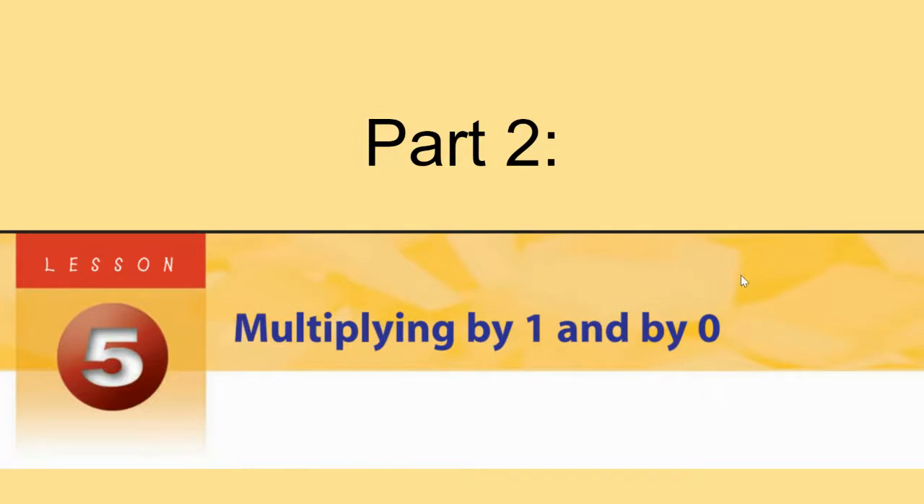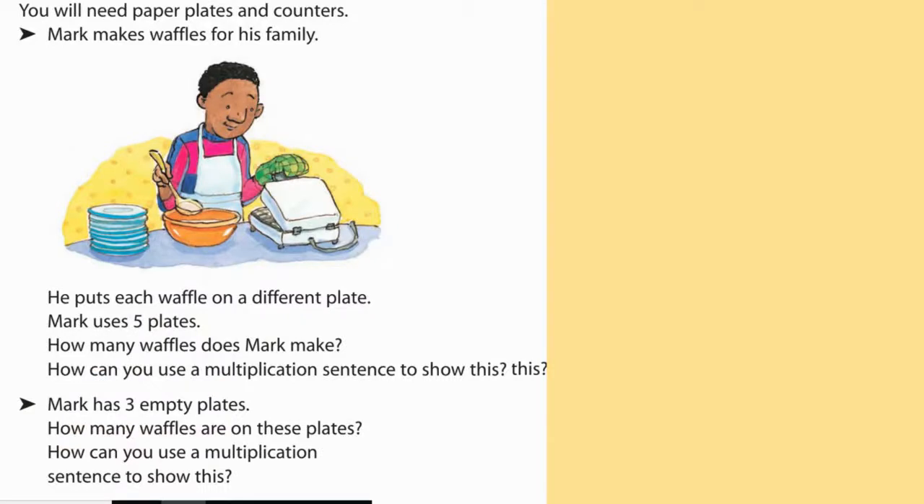All right, now we're looking at the second part, multiplying by 1 and 0. So these ones are actually pretty easy too. They have a quick strategy, and I'm going to teach them to you. So you will need some paper plates and counters. Pretend it's maybe your parents' anniversary, or maybe if you have siblings, maybe it's their birthday and you want to make them something special and you feel like making them some waffles.